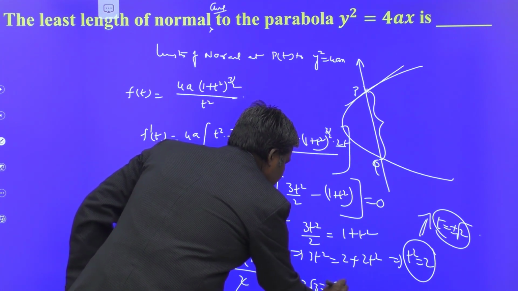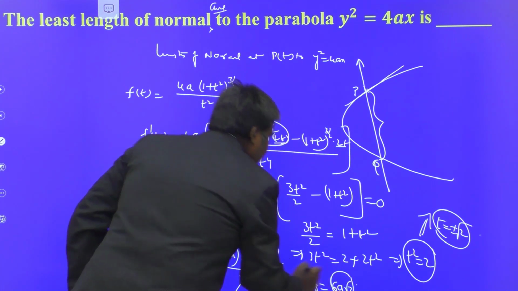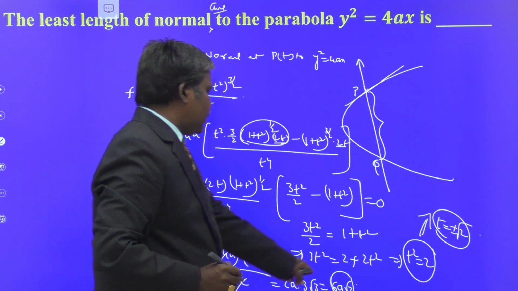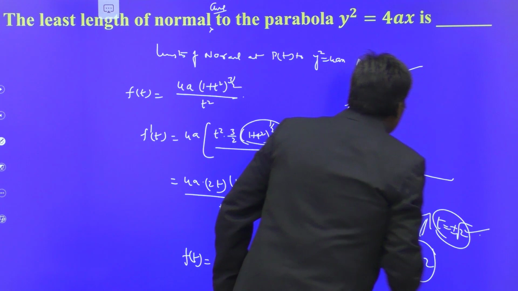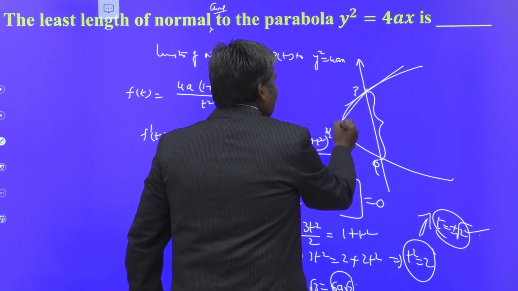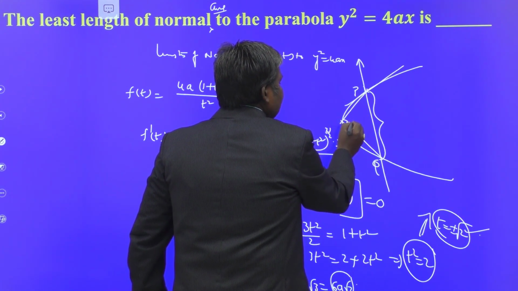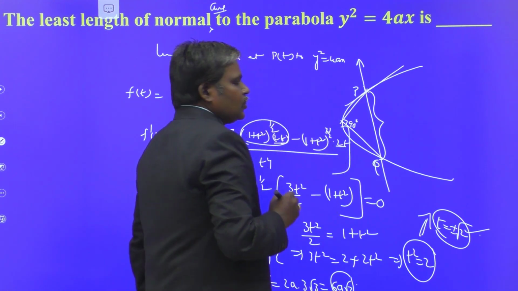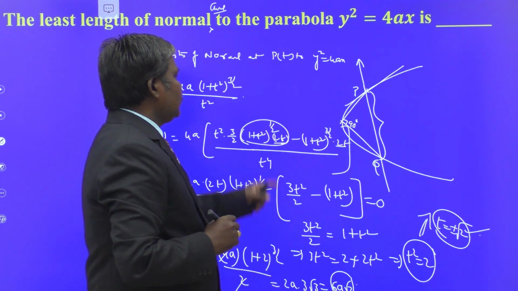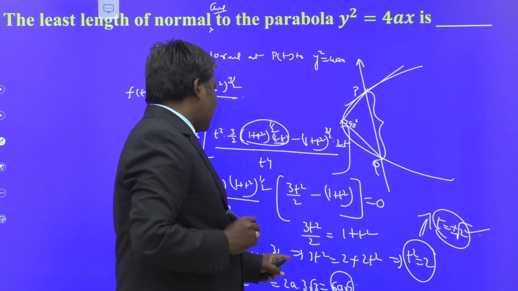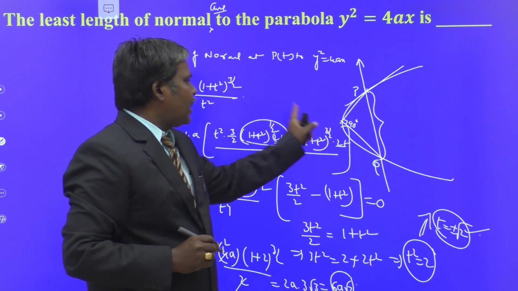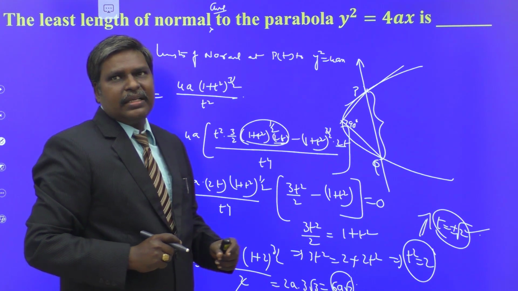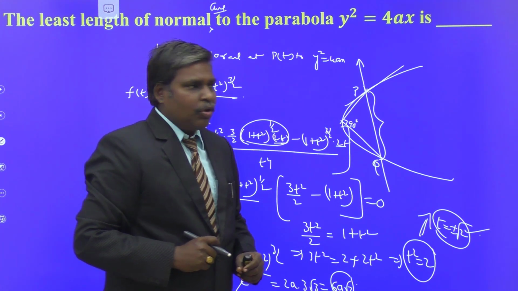So, the answer is 6a root 3. Least length of the normal chord is what, my dear? 6a root 3. Already we know that if t is equal to plus or minus root 2, that normal chord subtends an angle 90 degrees at your vertex. So, it is a wonderful result for you. The least length of the normal chord is 6a root 3. At that time, that normal subtends an angle 90 degrees at the vertex of the parabola.